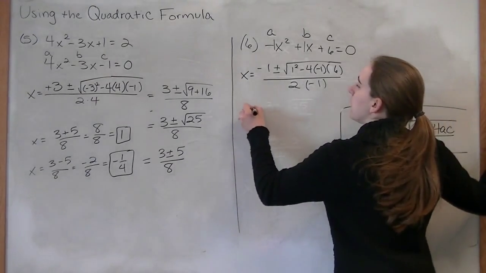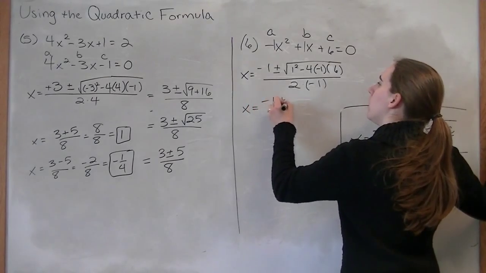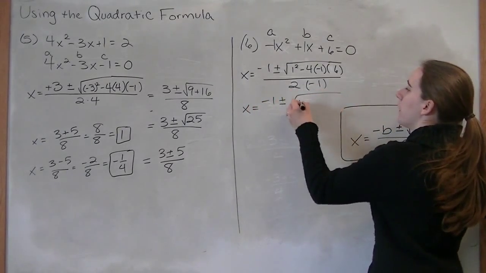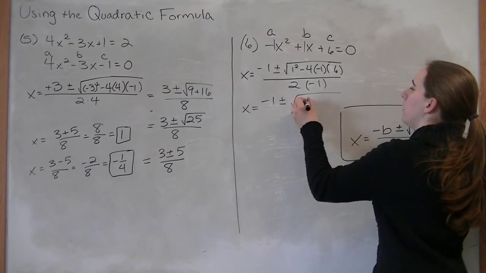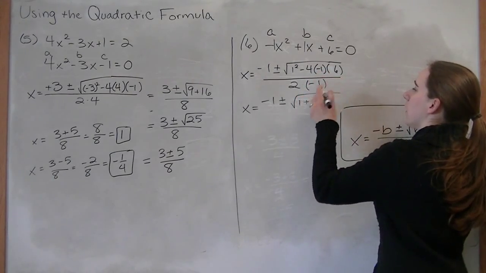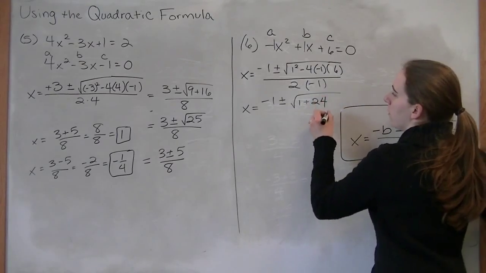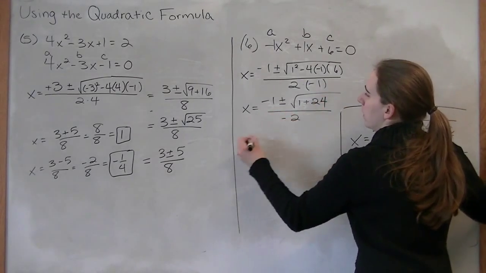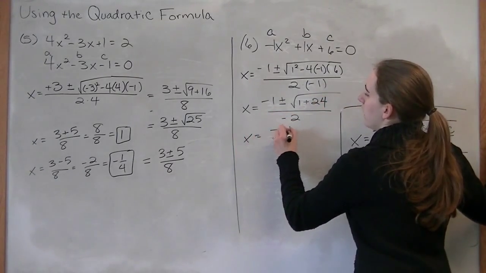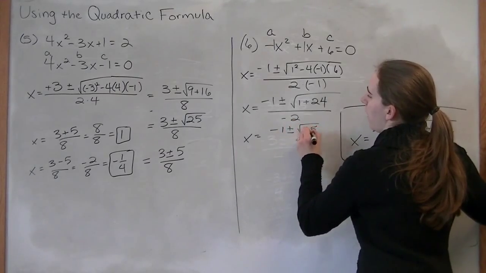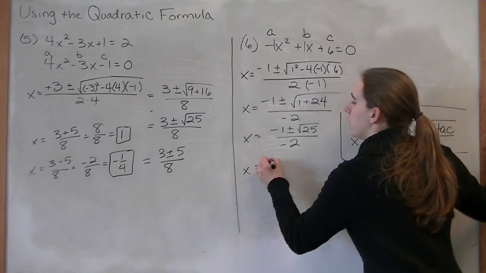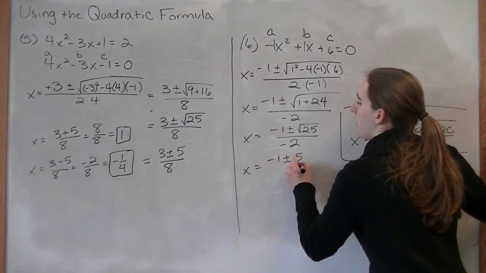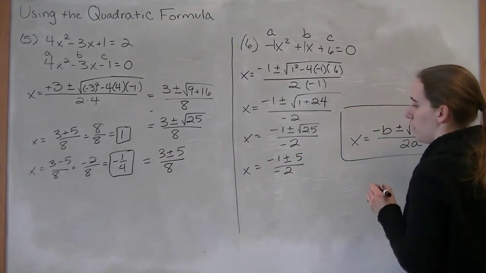Okay, so we get negative 1 plus or minus 1 squared is 1. Then we have minus 4 times minus 1. So plus times 6 gives us 24. So we get, again, the square root of 25 in there. So we can put in a 5. So negative 1 plus or minus 5 all over negative 2.